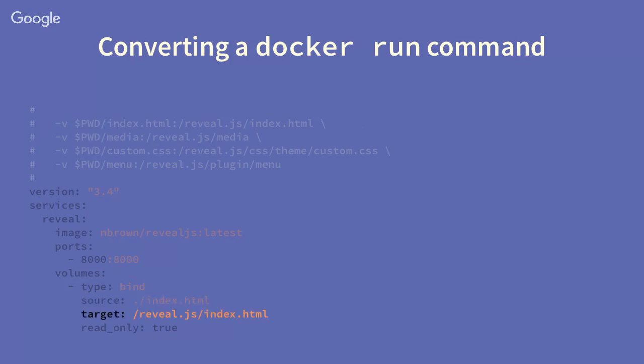And then the target is the destination where the file is expected, just as I said before. And I'm going to mount it here read-only because I don't want the container to change it. I'll change it from my editor on my host computer. I'm not going to jump into the container and start editing the file.